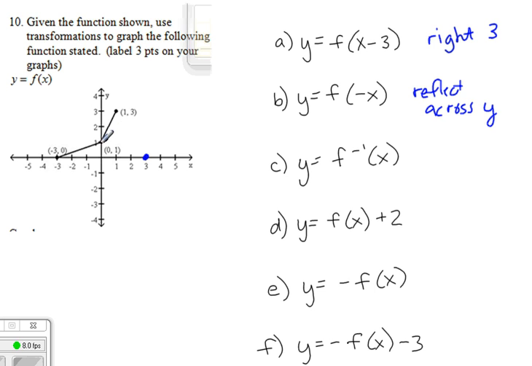To reflect across the y, this value is going to stay exactly where it is. And then 1, 3 will become negative 1, 3. And connect that, and you've got a reflection across the y-axis.